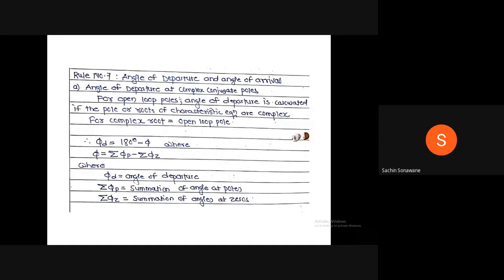Now rule number 7, angle of departure and angle of arrival. Angle of departure at complex conjugate poles. For open loop poles, angle of departure is calculated if the poles or roots of the characteristic equation are complex. For a complex root, which is equal to an open loop pole, phi d is equal to 180 degrees minus phi, where phi is equal to summation of phi p minus summation of phi z. Here phi d is the angle of departure, summation of phi p is the summation of angles at poles, and summation of phi z is the summation of angles at zeros.